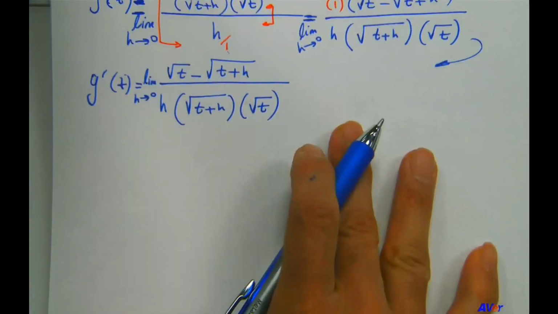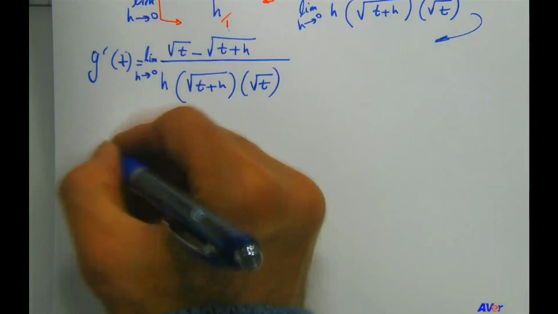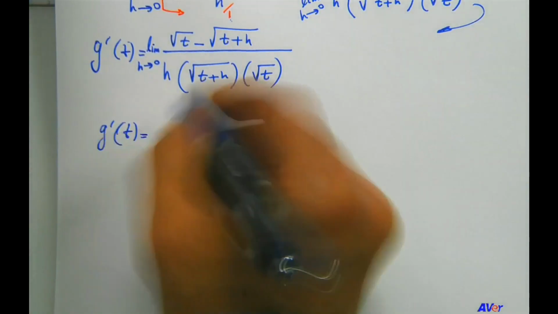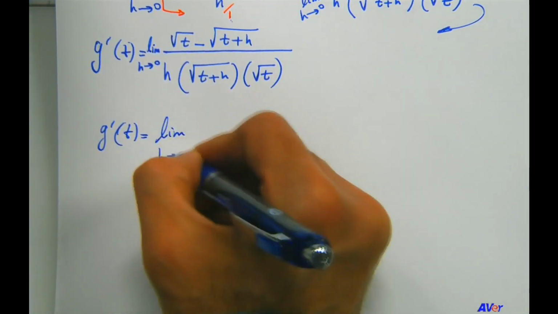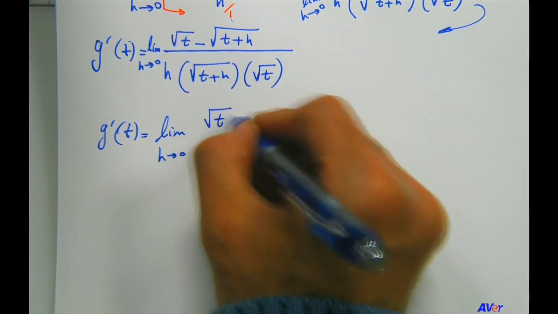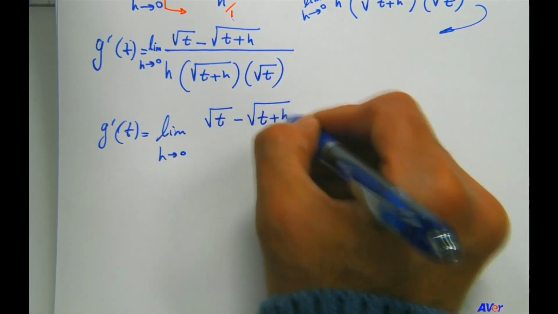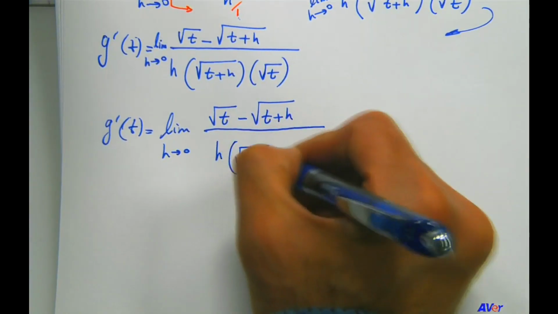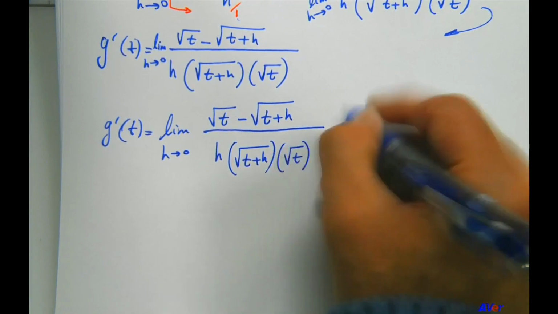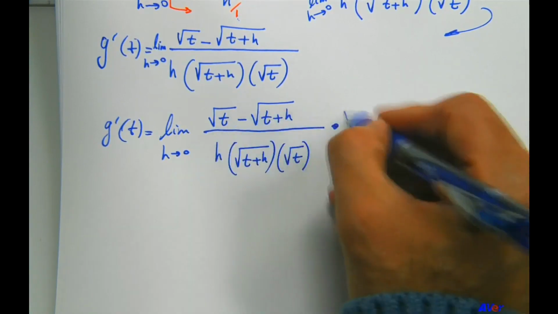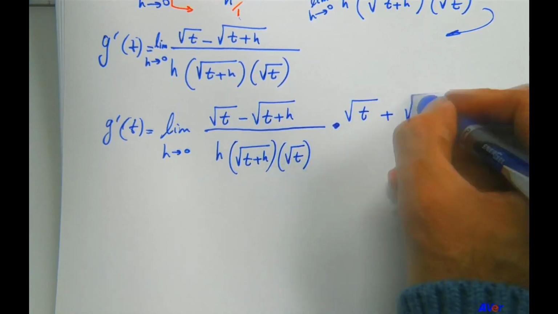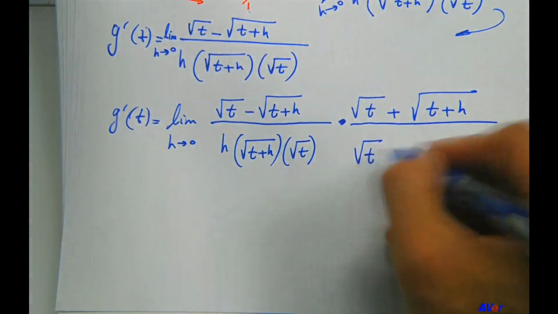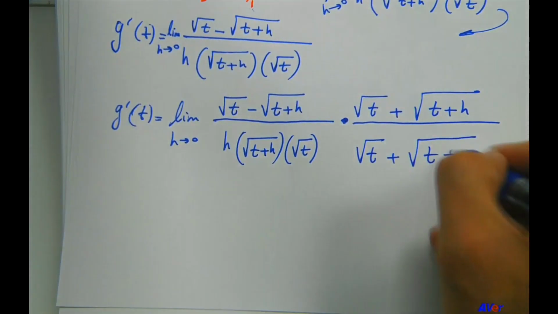Let me move this up a little bit. So we get g prime t equals limit as h goes to 0 of square root of t minus square root of t plus h divided by h times square root of t plus h times square root of t, multiplied by, let's rationalize the numerator, like that.